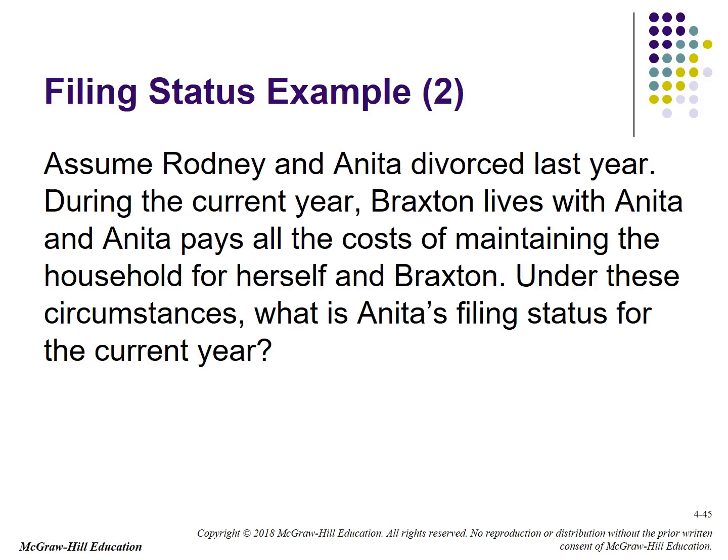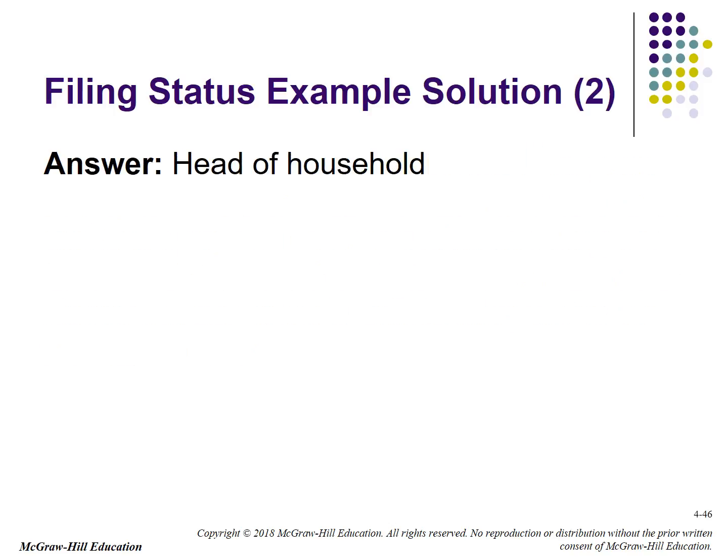Now, she's not married, she's unmarried. Let's see if she meets the head of household rules. Does she maintain the cost of a home and does she pay more than half of those costs? Yes. Does she have a qualifying child or relative living with her that's not a parent? Yes, Braxton. Guess what? She's head of household.